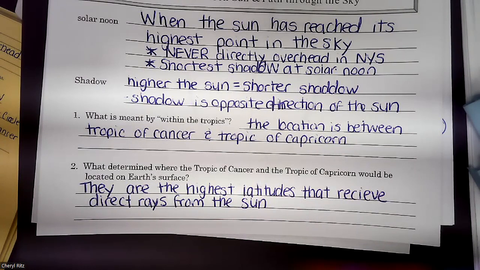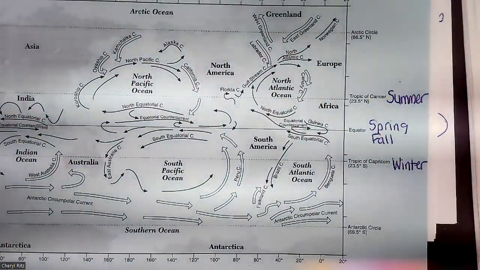Why would they ever stay within the tropics? So why are we talking about within the tropics? My question was about any other time of the year. So besides the first day of summer, spring, fall, and winter, where is the sun directly overhead? Somewhere in between these two points.